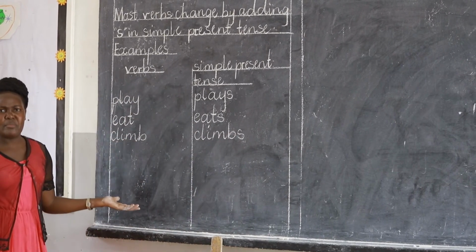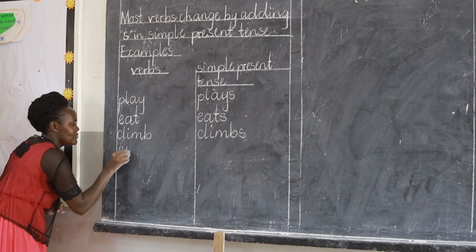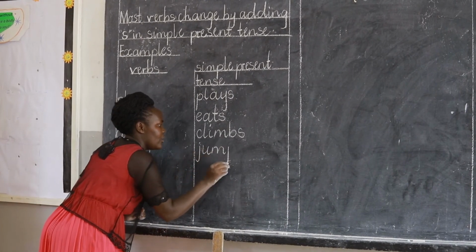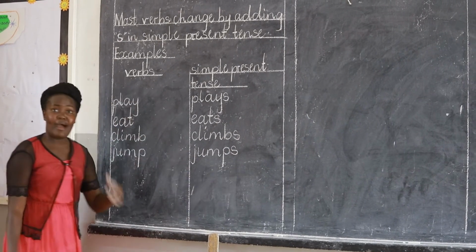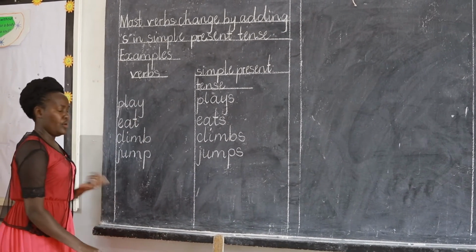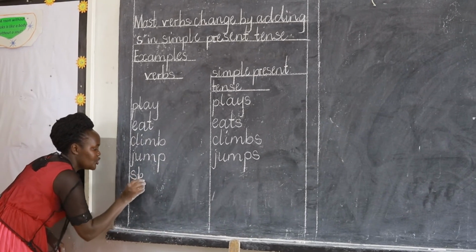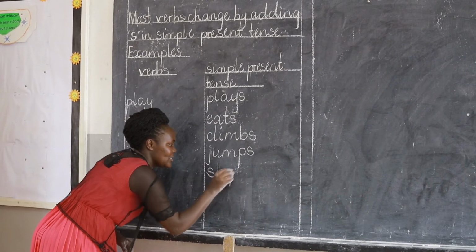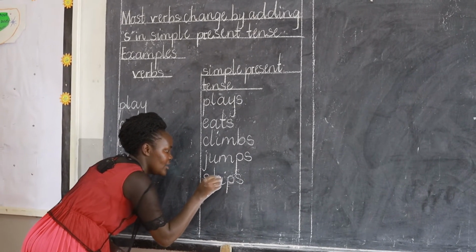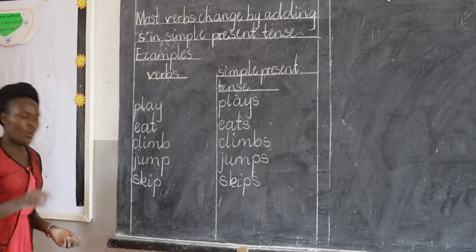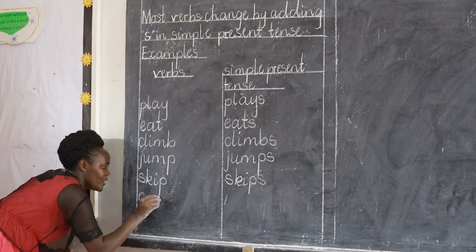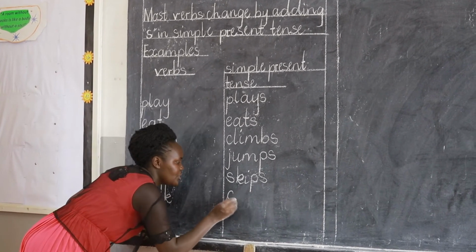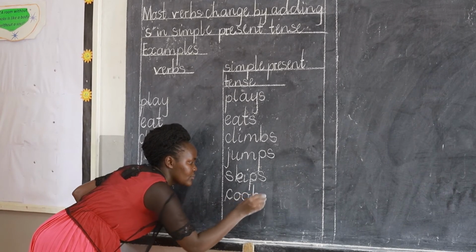Give me more. Jump. How many of you enjoy jumping? So, if Sarah does it, you'll say Sarah jumps. There is also skip. My girls enjoy skipping. So my friend there who normally does it, I'll say my friend skips. Cook. There is no way you can eat if you have not cooked first or prepared. So we shall say cooks.